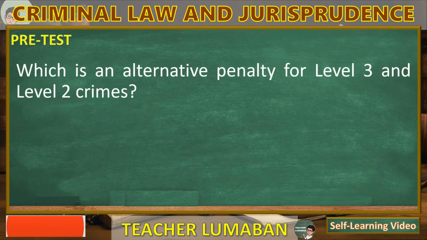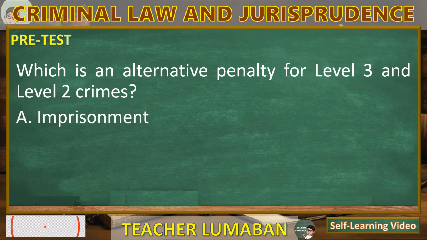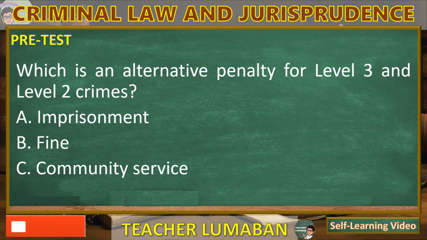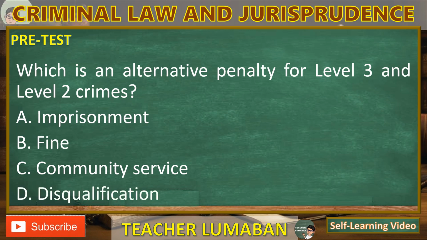Which is an alternative penalty for Level 3 and Level 2 crimes? A. Imprisonment. B. Fine. C. Community service. D. Disqualification.